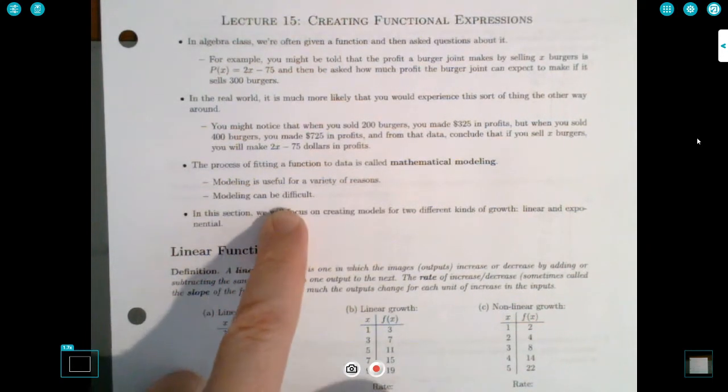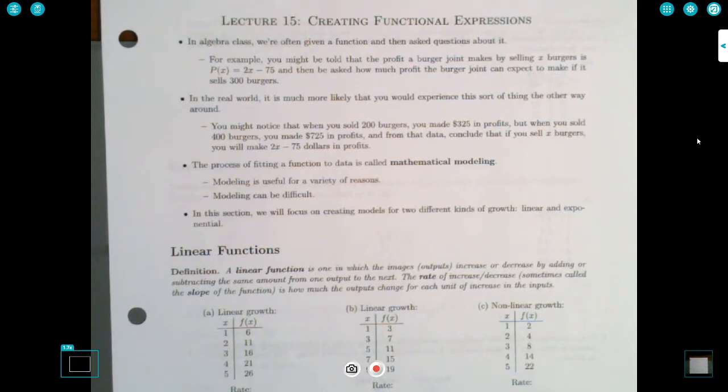But modeling can be difficult. We're going to just barely scratch the surface on mathematical modeling here, and we're going to talk about two types of functions that you can use for mathematical modeling, linear functions and exponential functions. But in general, the sky's the limit. Any mathematical function could be used as a mathematical model, and there are infinitely many of those, right? And so, how do you determine what's the best fit for the data? And that's not an easy question to answer in general.